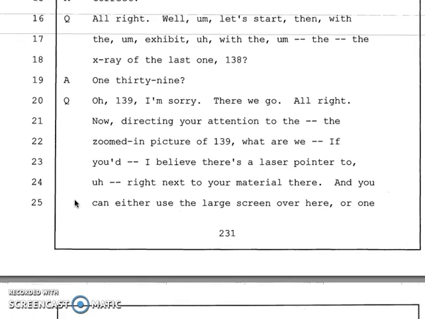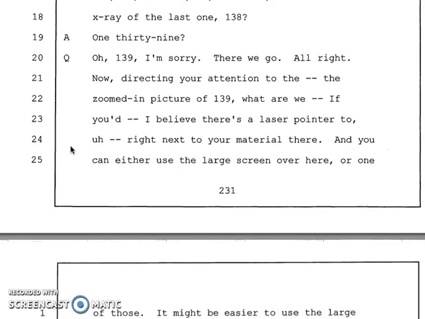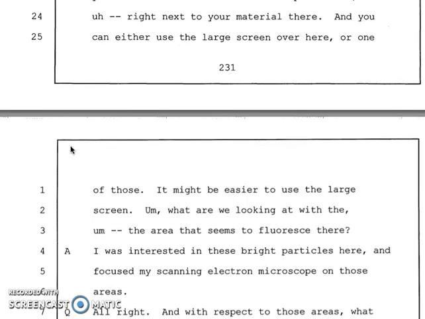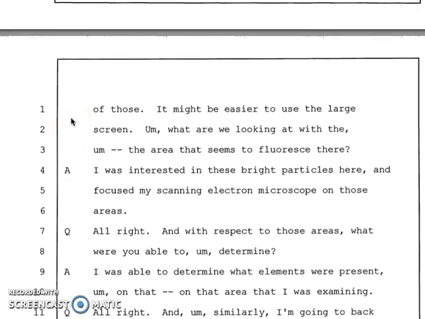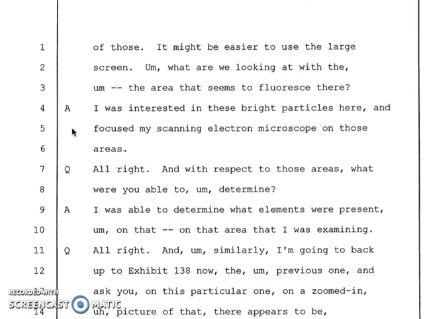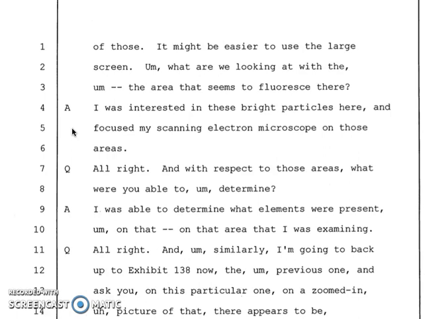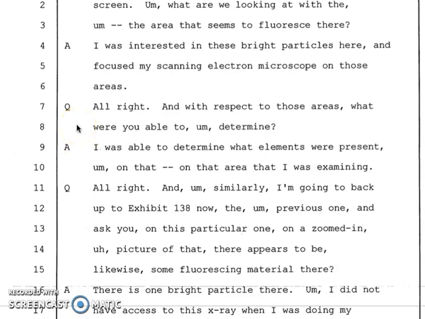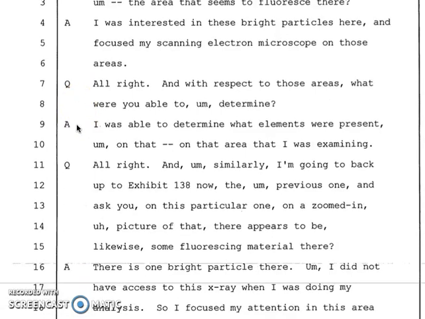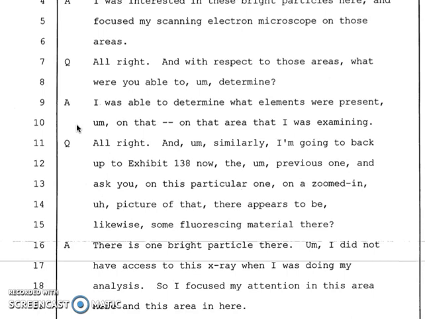All right. Now, directing your attention to the zoomed-in picture of 139. If you'd, I believe there's a laser pointer right next to your material there, and you can either use the large screen over here or one of those. It might be easier to use the large screen. What are we looking at with the area that seems to fluoresce here? I was interested in these bright particles here and focused my scanning electron microscope on those areas. All right, and with respect to those areas, what were you able to determine? I was able to determine what elements were present on that area that I was examining.